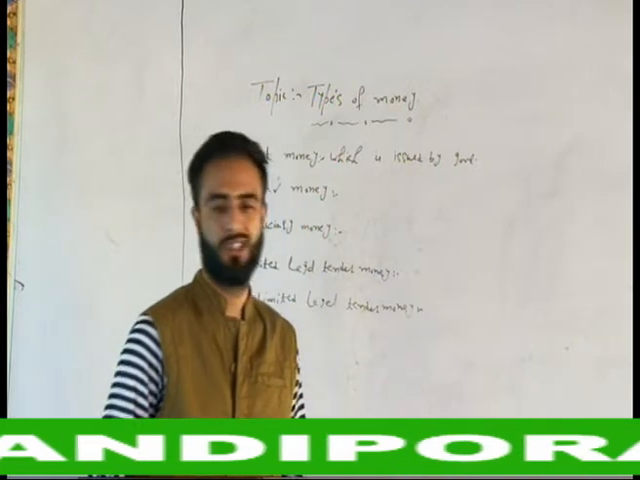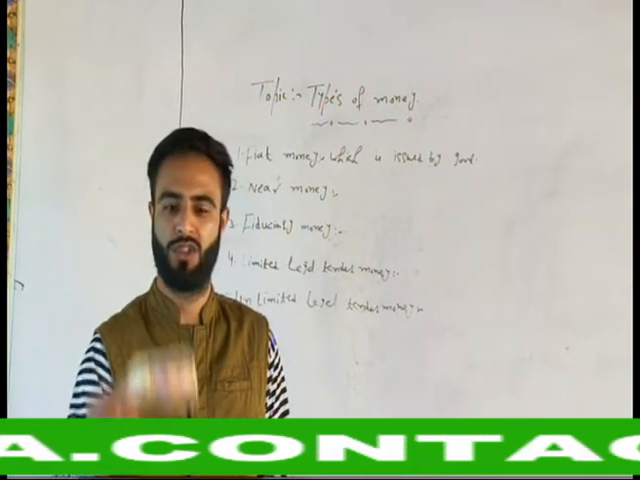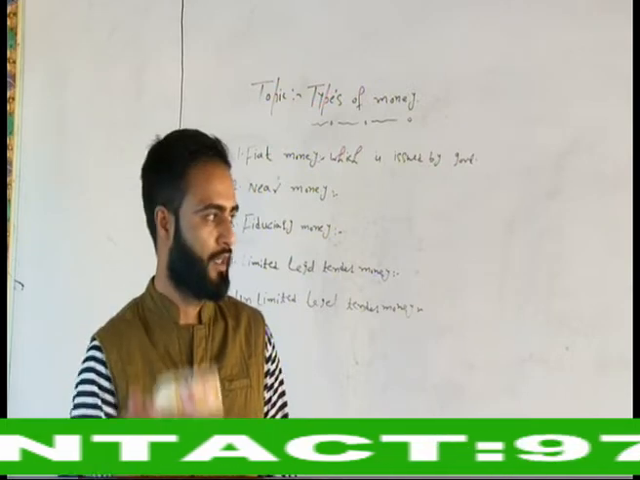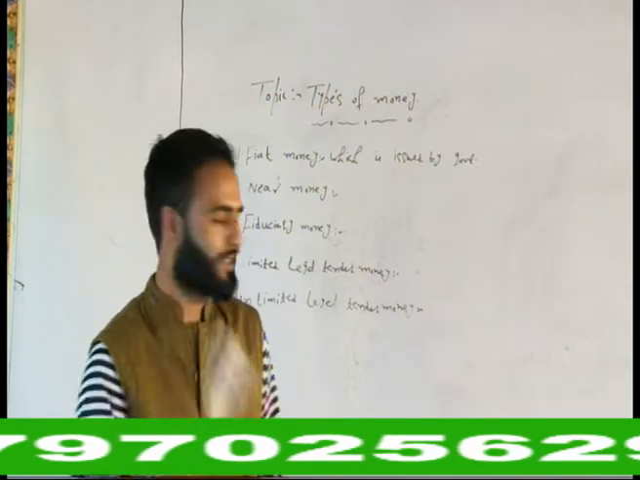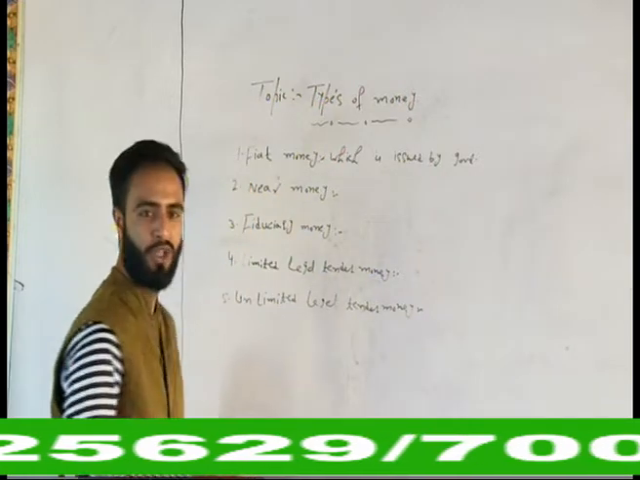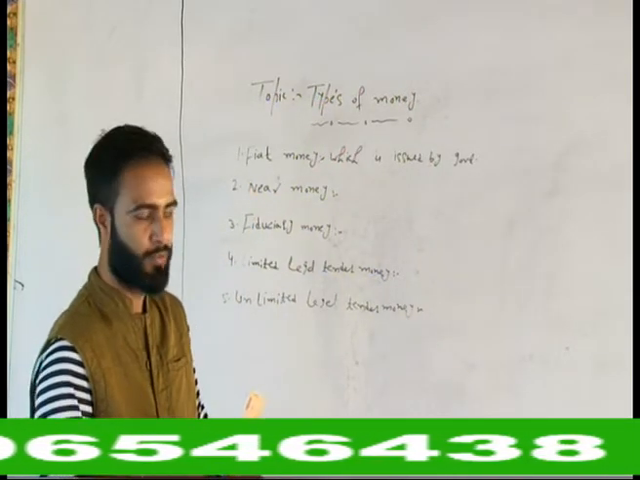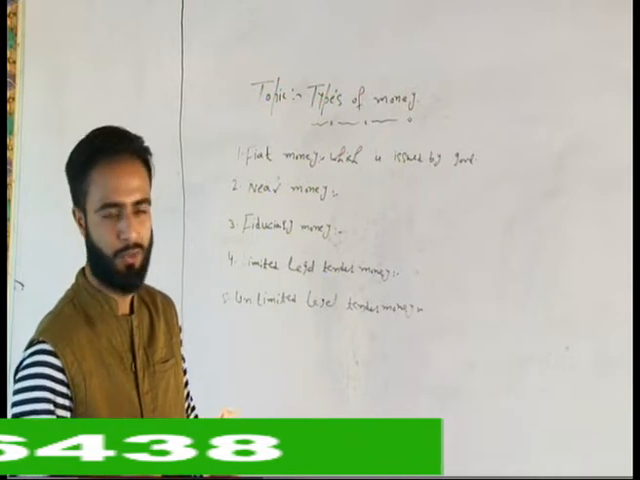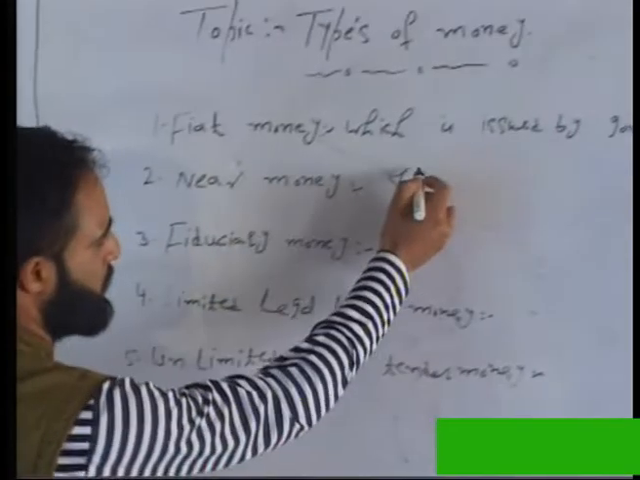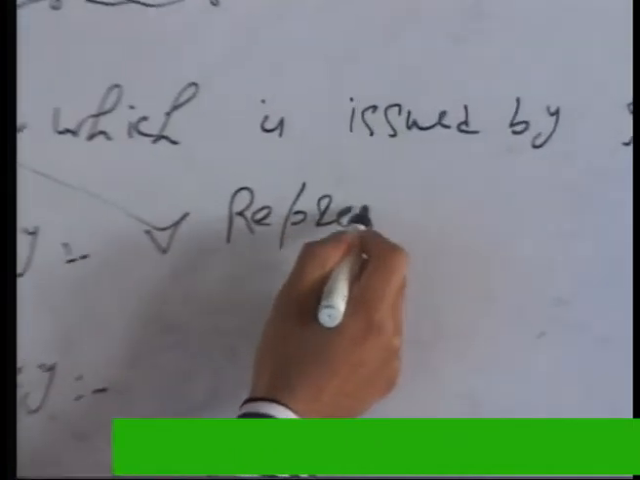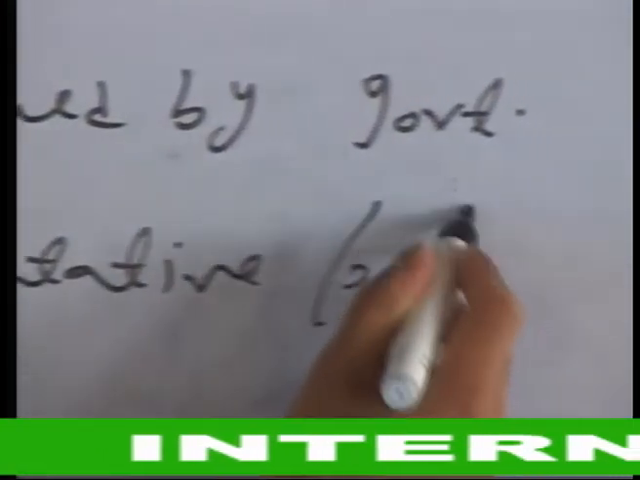China is the first country in the world which used this paper currency system. This is our currency note, an Indian currency note. It is basically a representative paper money. It is a type of fiat money which is issued by the order of government, which is backed by the trust of government. It is a representative paper money.